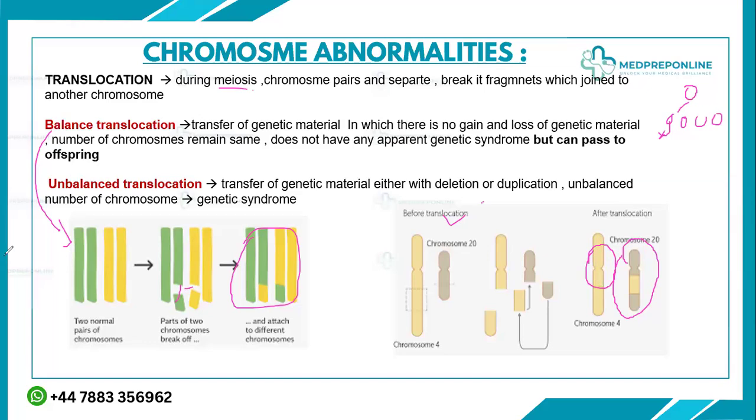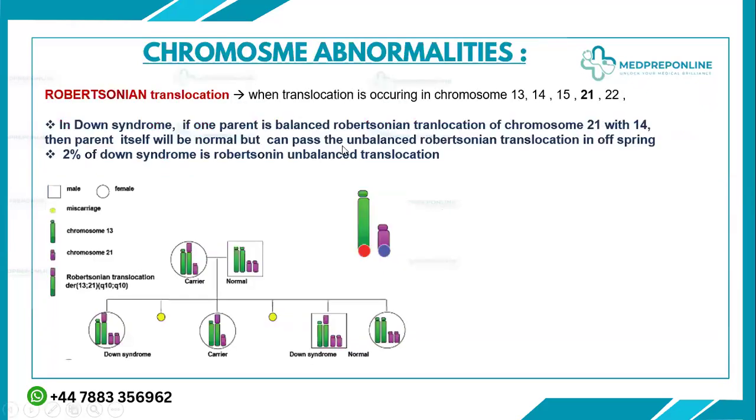Now one more terminology is the Robertsonian translocation, which we can see especially in Down syndrome. Robertsonian translocation occurs in chromosome numbers 13, 14, 15, 21, and 22. We know that Down syndrome occurs when there are three copies of chromosome 21. When this type of translocation occurs in these chromosomes, it is known as Robertsonian translocation.